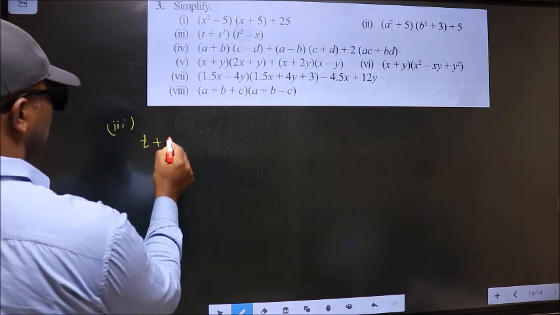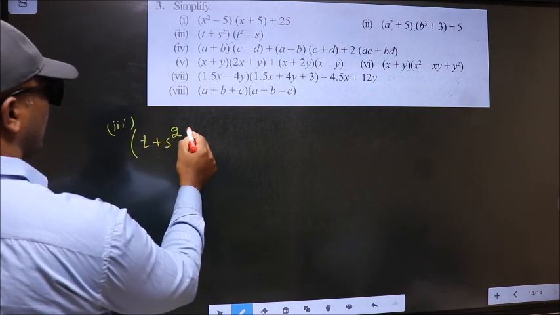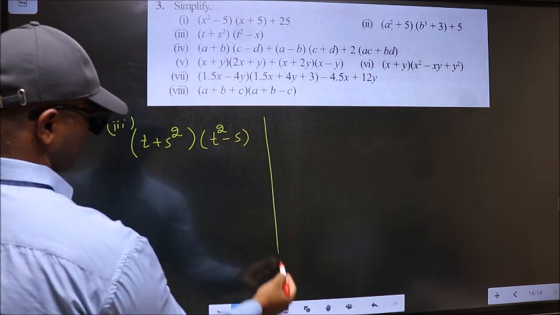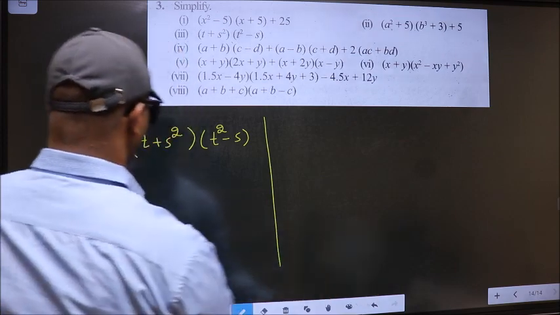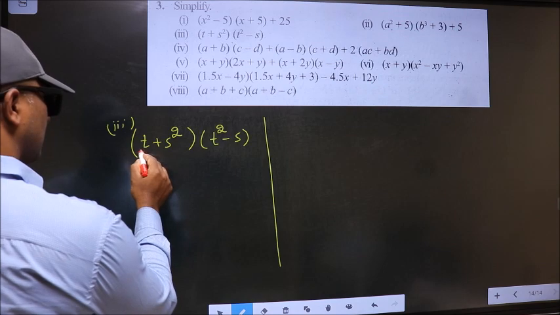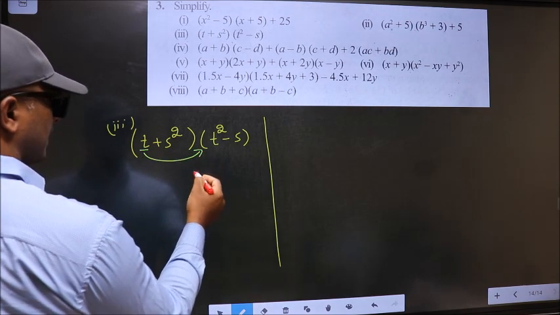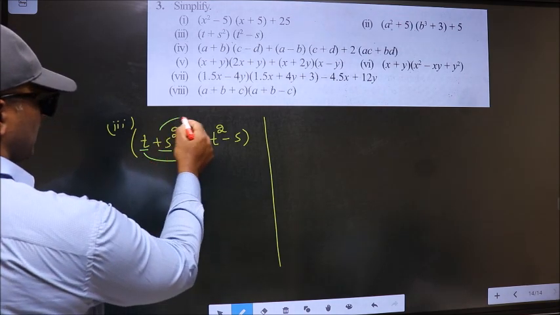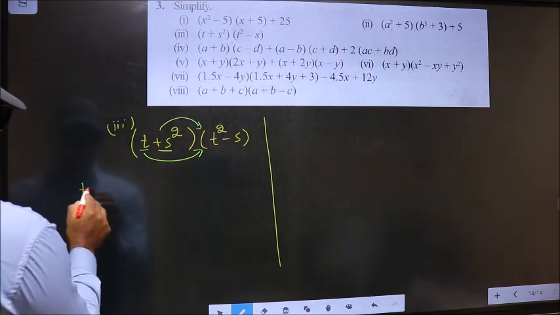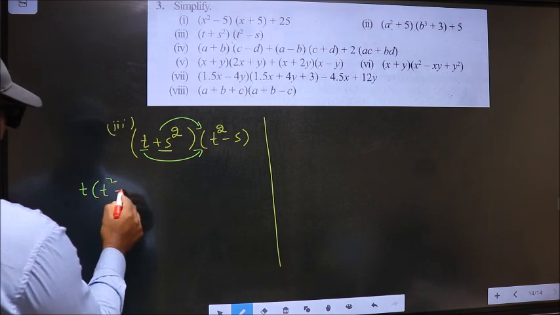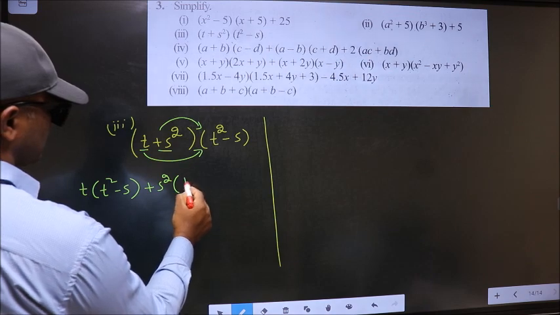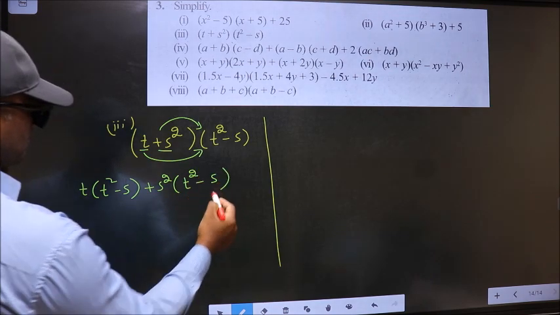t plus s square and t square minus s. To simplify this, first with t we should multiply this bracket, and with plus s square we should multiply this bracket. What I mean is t times t square minus s plus s square times t square minus s.